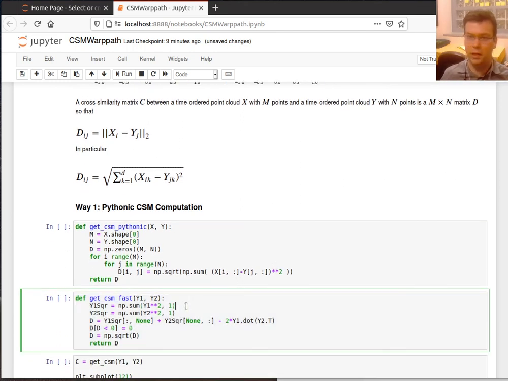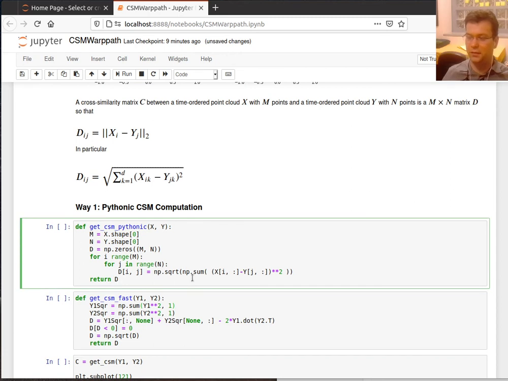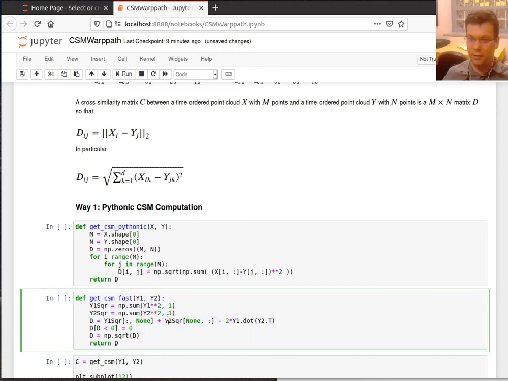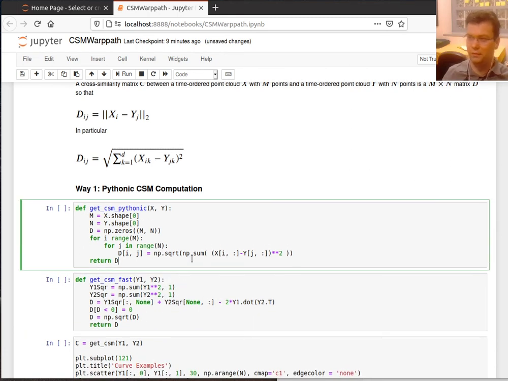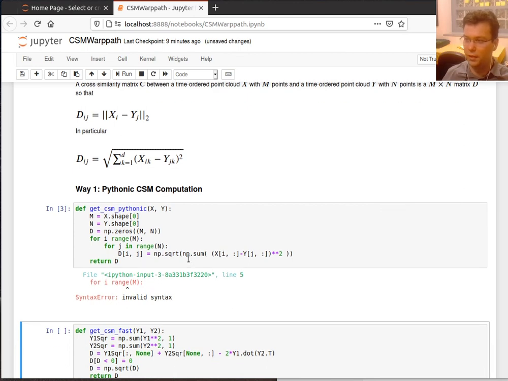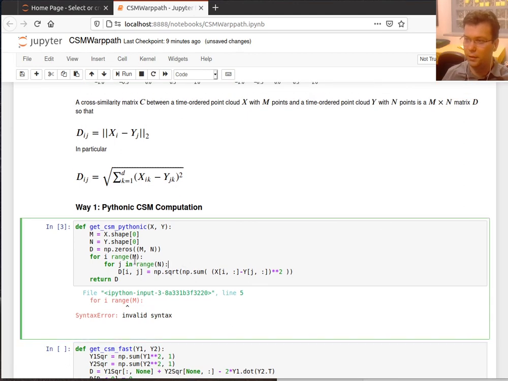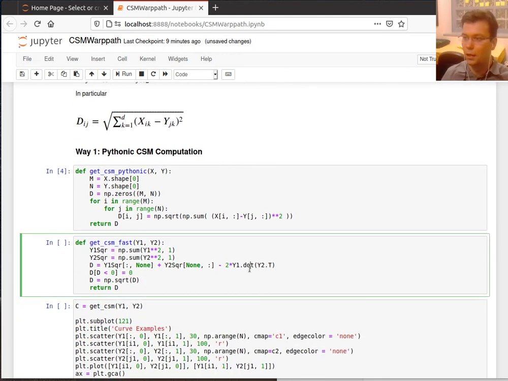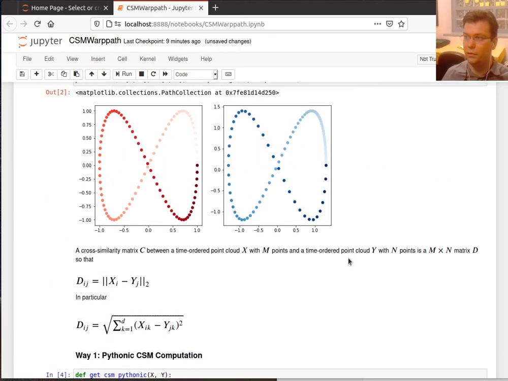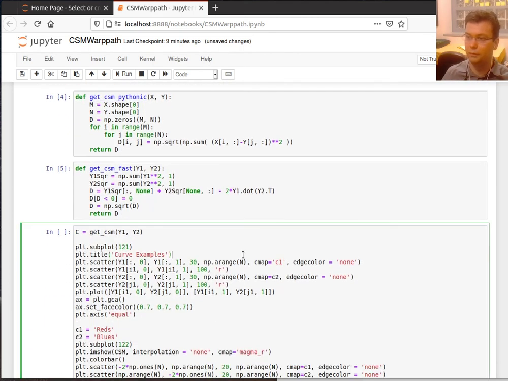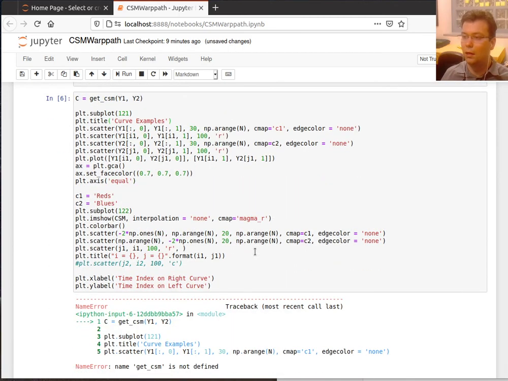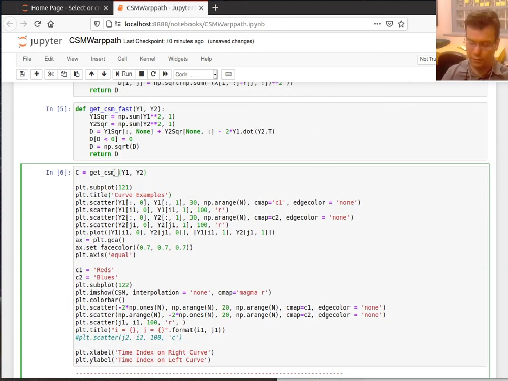But there's another way to do it that's very, very fast. And I've written this up here. I'm happy to explain it to people who want to know more, but we're just going to take it for granted for now. All right, so let's use this, and let's look at the cross-similarity matrix between these two figure eights. I meant to say get CSM fast.